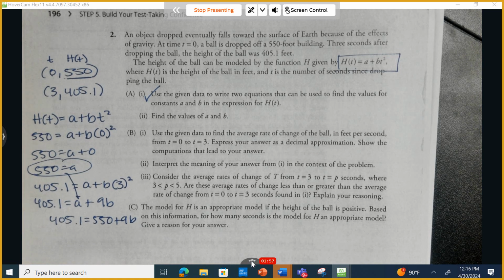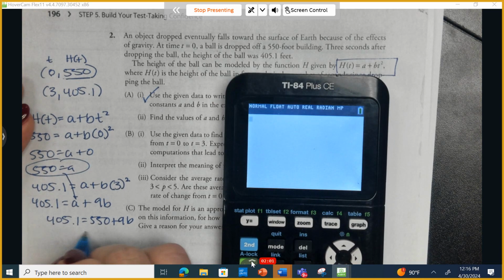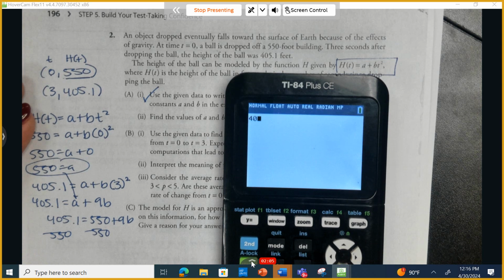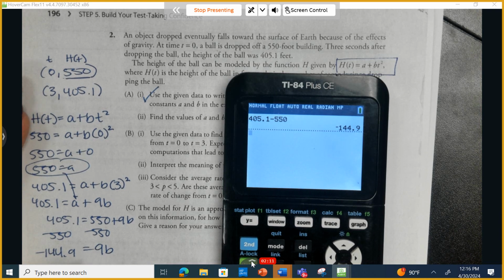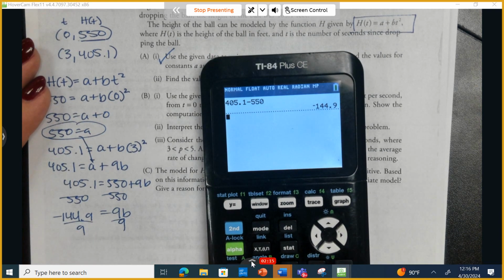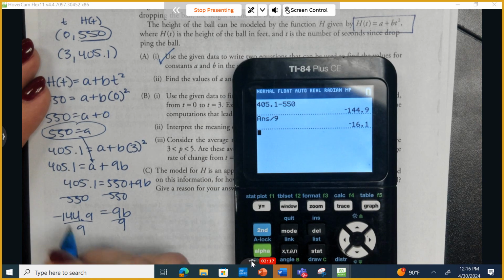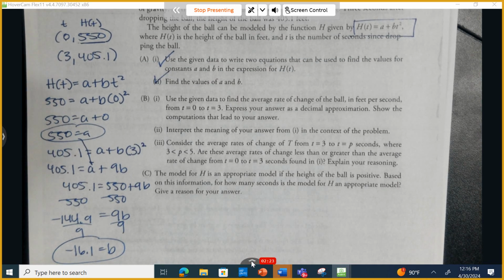I'm going to grab a calculator here because this is the calculator portion. I'm going to show my work here, subtracting 550. So 405.1 subtract 550. That's negative 144.9 equals 9b. Divided by 9. I'm not going to stress about that using the calculator. So negative 16.1 is the b value. So we've gone through 2 of the.